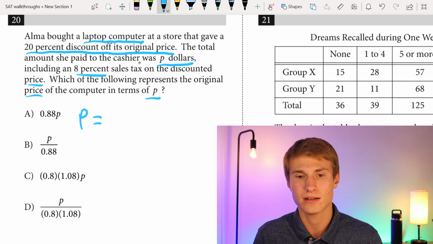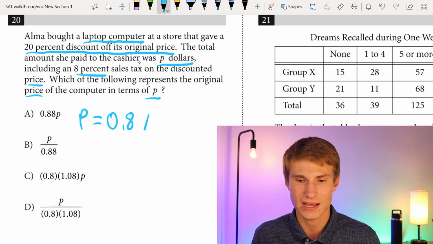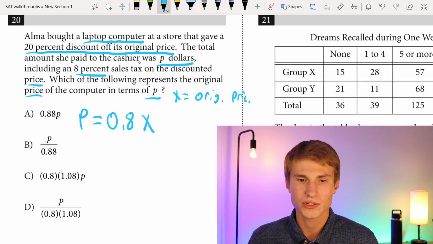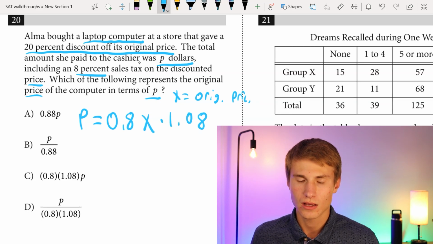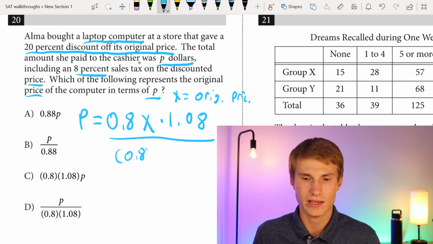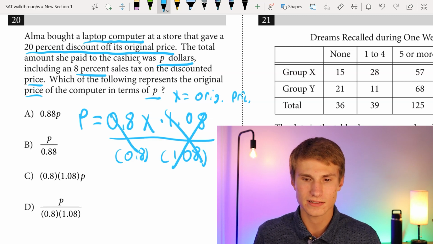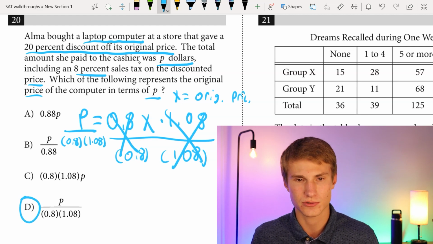All right, well, P is the price that she paid, and we know that that's equal to 0.8, since she got 20% discount, times our original price, which we're going to represent as X. So we're going to put X equals original price. Next up, we know that she also had to pay 8% sales tax, so she had to multiply that by 1.08 for that 8% sales tax. Now from here, we just have to solve for what X equals. So to do that, we obviously divide by 0.8 and then also by 1.08. Now when we do that, we're going to be left with X equals P over 0.8 times 1.08. We find our answer choice that has that, and that's going to be answer choice D. So D will be our correct answer for 20.